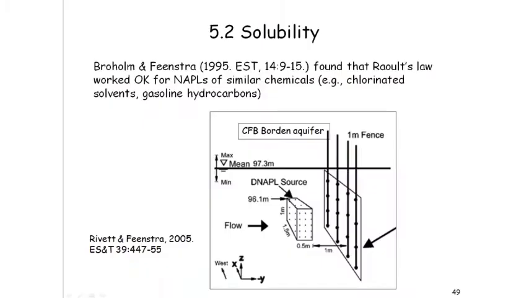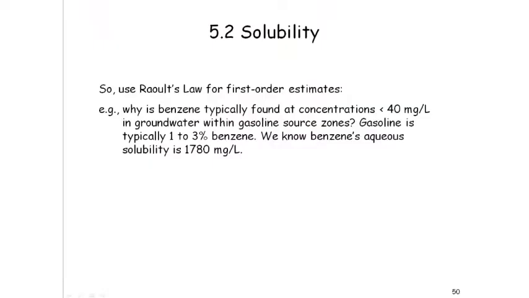Raoult's law does appear to work. A study by Broholm and Feenstra found that Raoult's law does apply for NAPLs, at least when the NAPL is formed of similar chemicals like chlorinated solvents or gasoline hydrocarbons. So our proposal is to use Raoult's law as a first-order estimate. Here's a question we can perhaps consider then.